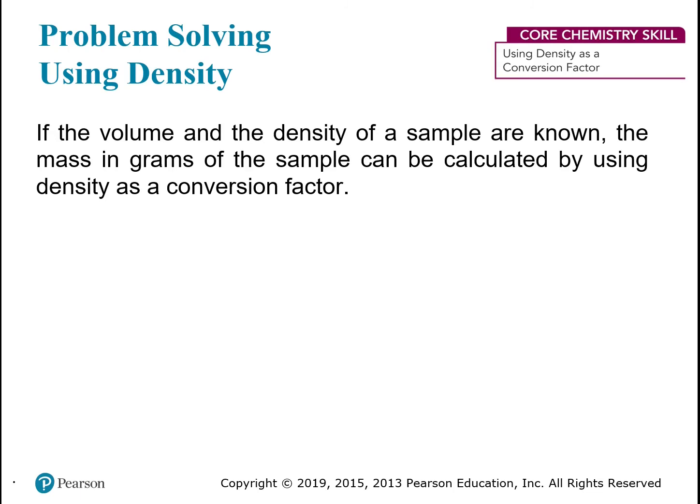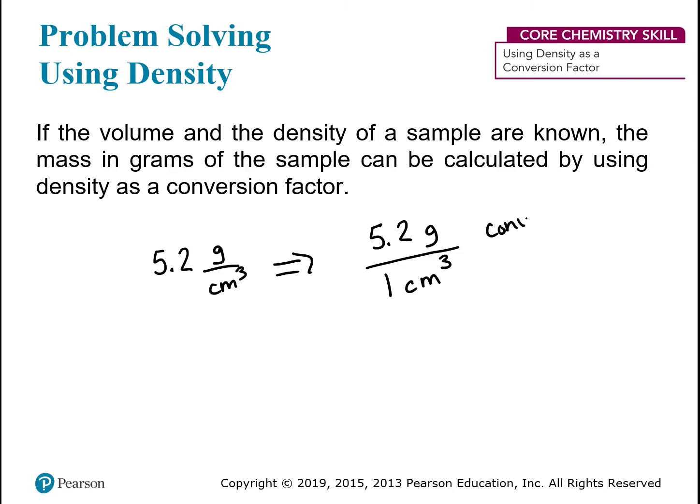If you have the volume and the density of a sample, then you can calculate the mass of the sample in grams if you use density as a conversion factor. Let's say that the density of a substance was 5.2 grams per centimeter cubed. I can write that as 5.2 grams for every 1 centimeter cubed. This is a conversion factor.